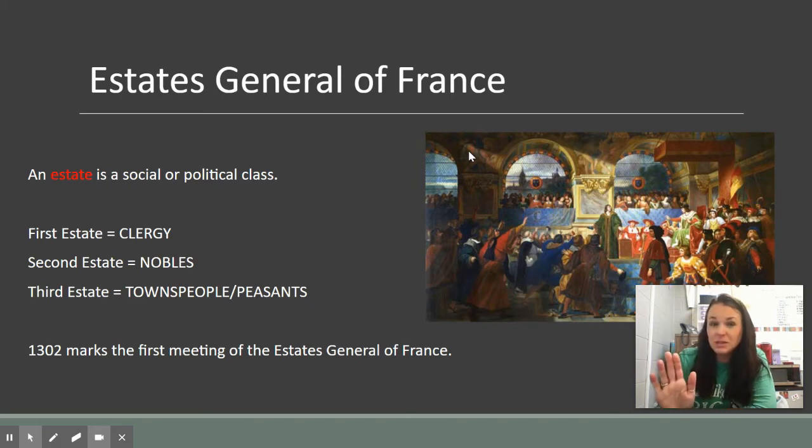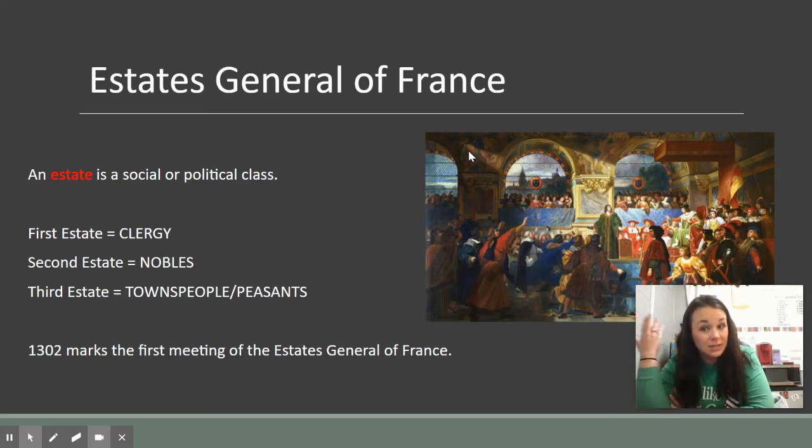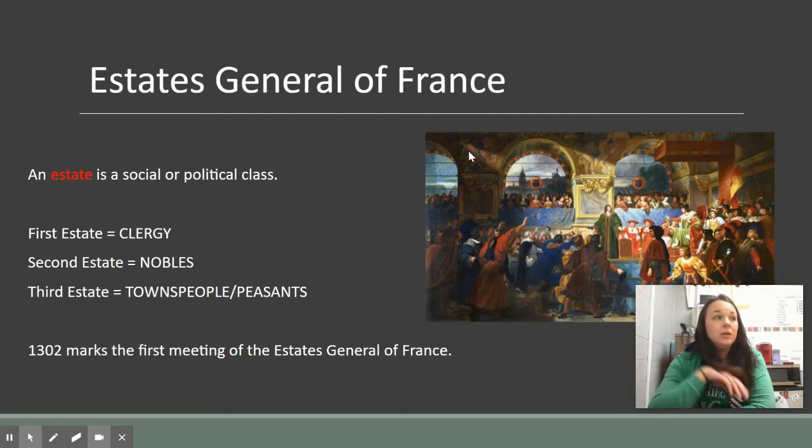Now, that doesn't mean that they're not going to come back into play again, and you shouldn't keep the fact that that does exist tucked in the back of your brain, because we will talk about the Estates General, and it will play a part in France's history in units to come. But an estate, as it says on the slide there, is just simply a social or political class. The first estate was the clergy, the second, the nobles, and then the third, the townspeople and the peasants. So basically everybody else. And like I said, the Estates General is going to very, very rarely meet, but don't forget about them.